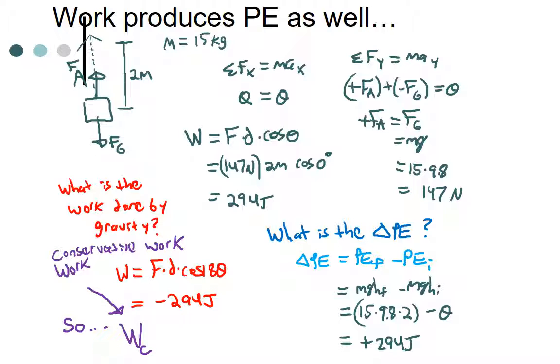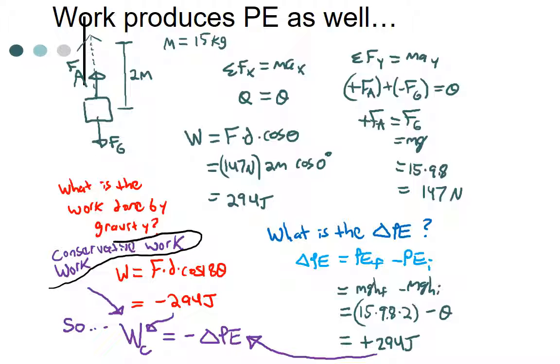So what we talk about when we look at this is what's called conservative work versus non-conservative work, which we're going to look at as well. So conservative work is equal to the change in potential energy. And in this case, the work done by gravity here is negative 294. The change in potential energy is positive 294. So that's where this negative comes from here. Okay.